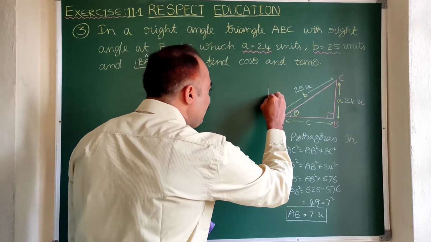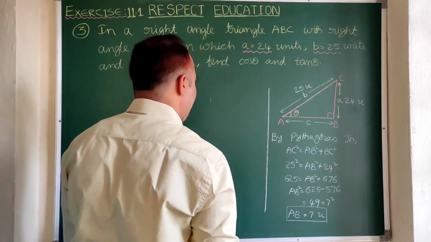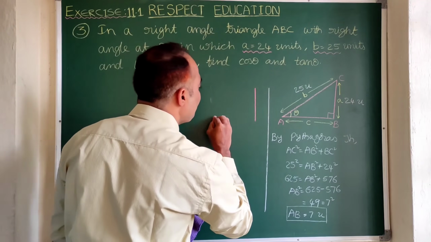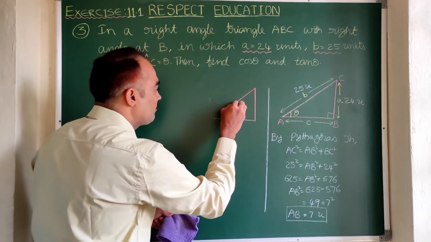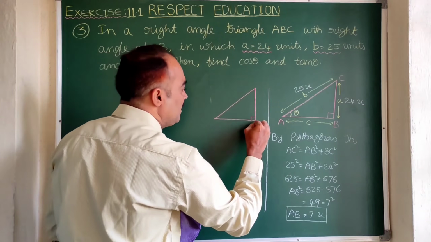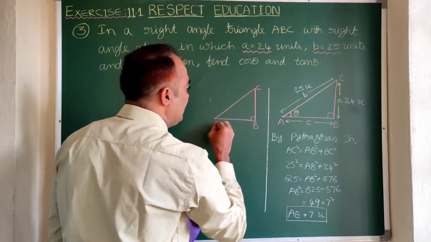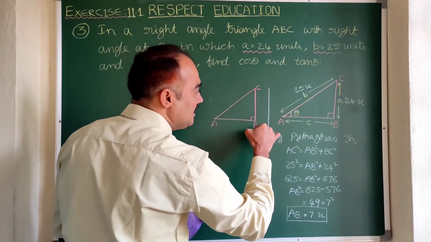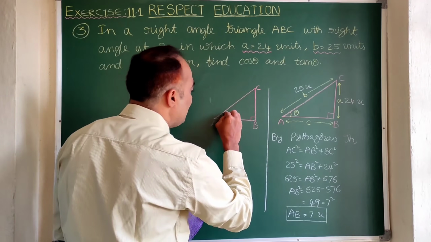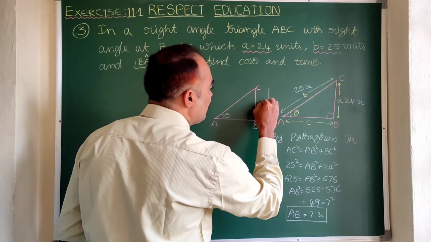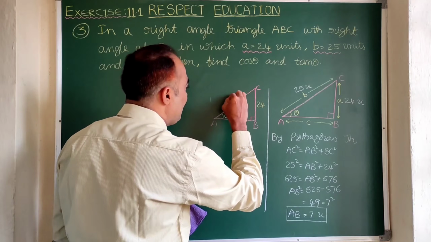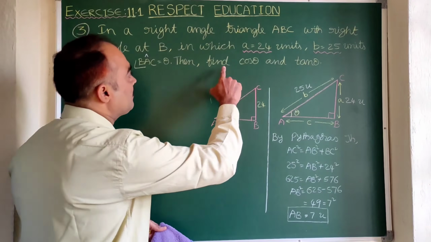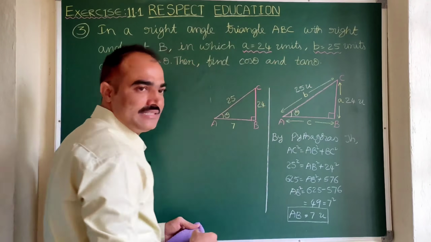So separately we draw the triangle, then we write all the three. So here I am drawing separately. So here is B, here is C, here is A. Now let us write the values here. BC is 24, here is theta. This is 25 and this one just now we got it 7. Now let us see here. The required values are cos theta and tan theta.